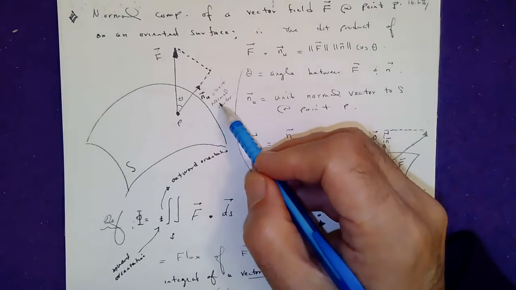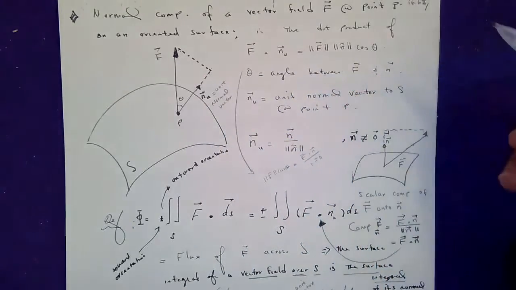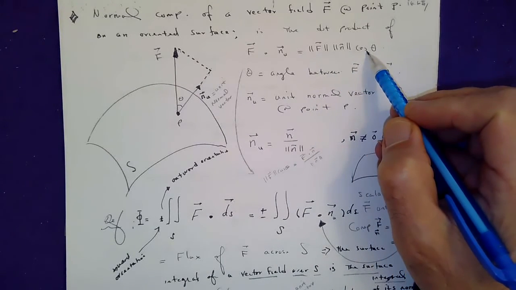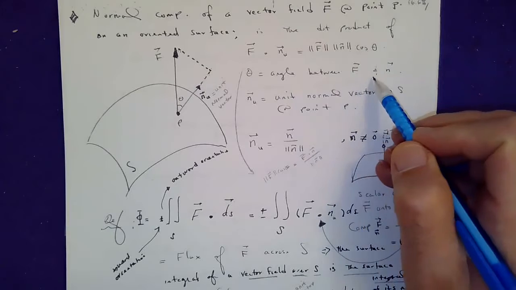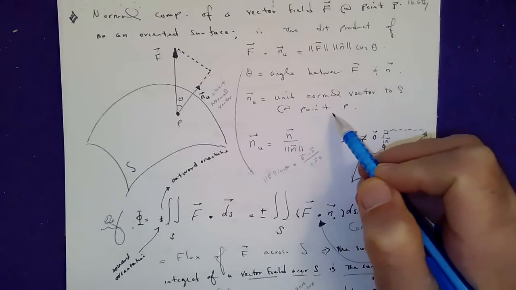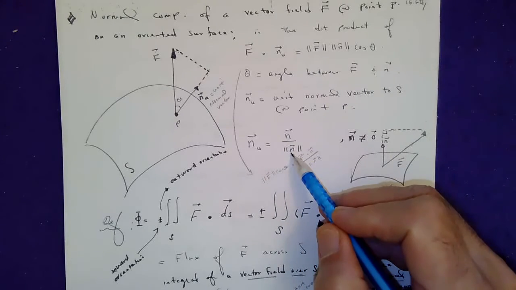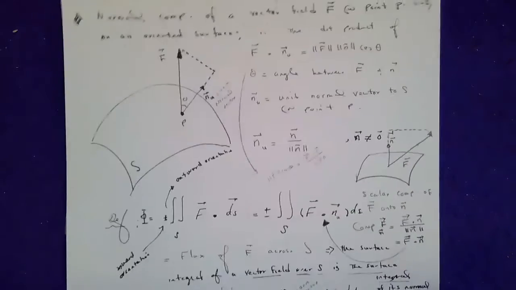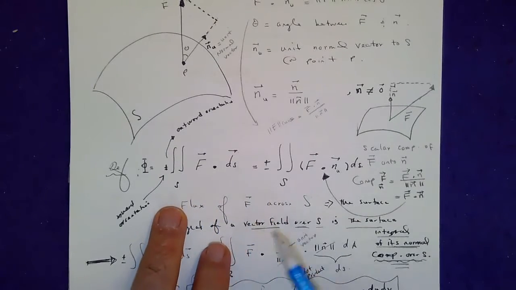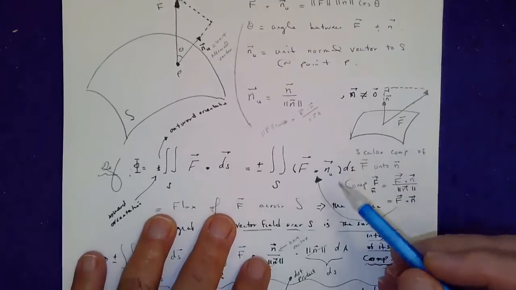So u stands for unit normal vector, which by definition, way back in chapter 12, we decided this is magnitude of f times magnitude of n times cosine of theta. Theta is the angle between f and n, and u is the unit normal vector to S at point P, but unit normal is normal vector divided by its magnitude, correct?